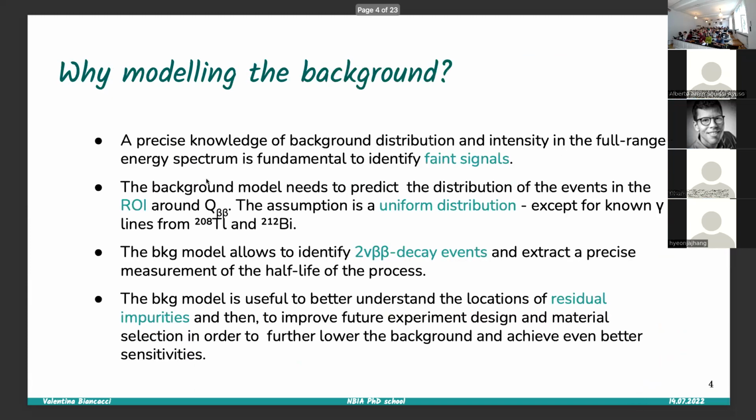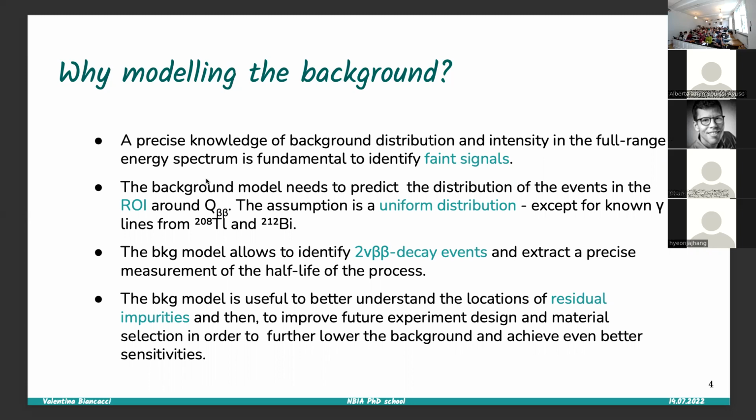Now, focusing on the background modeling: why is it so important to model the background before even applying the cuts? First of all, it is crucial to identify faint signals. Then we want to verify that in the region of interest around the Q beta beta, we have what we expected, a uniform distribution for the background. It will also allow us to measure the half-life of the double beta decay with the emission of two neutrinos.